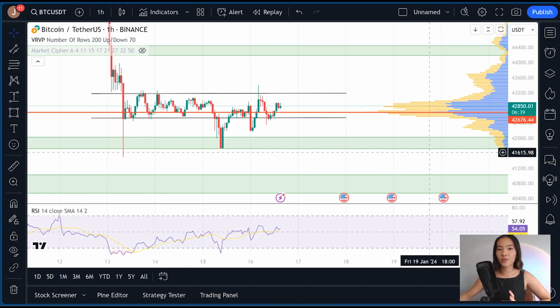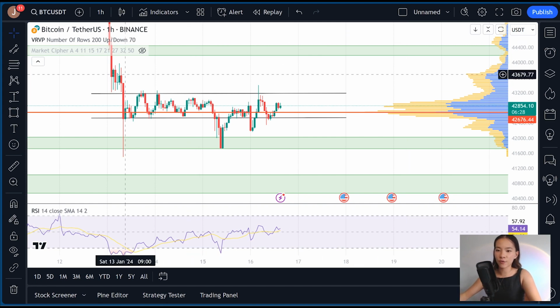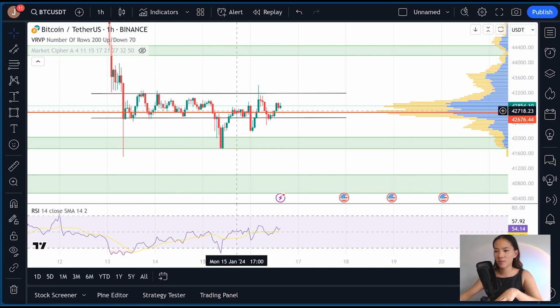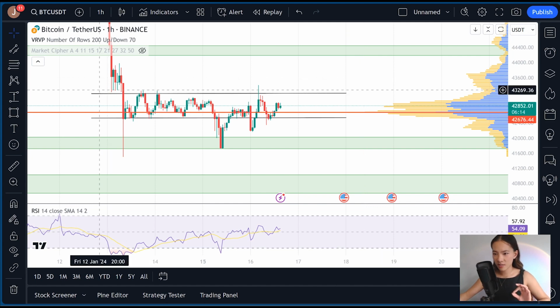So if we zoom in even closer on a 1 hour chart, you can see a pretty similar situation going on. We're still in a parallel channel on a 1 hour time frame. We've been in it for the last 3 days. Over the long weekend, there's been really low levels of volatility overall, so it's just been traveling within this little channel, and that is between 43,200 and 42,500.